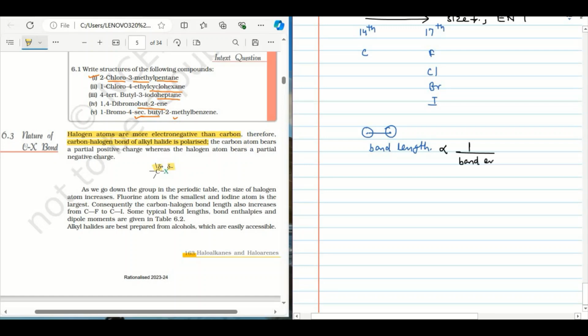This is bond enthalpy. Bond enthalpy means the energy required to break a bond. Shorter bonds are difficult to break. If a bond is shorter, it is difficult to break, which means a shorter bond has higher bond enthalpy. And longer bonds have lower bond enthalpy. Longer bonds have lesser bond enthalpy.